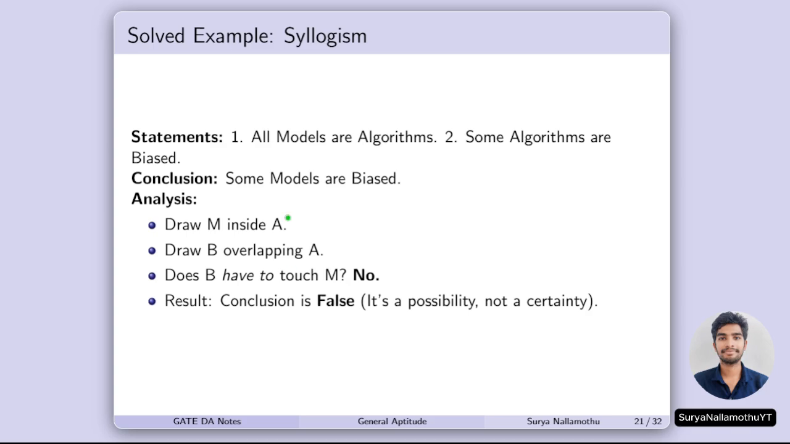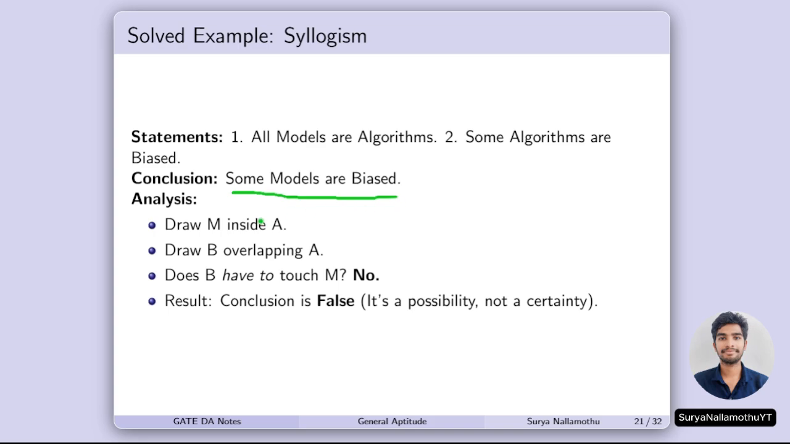Syllogism. The syllogism is very simple. All models are algorithms. Some algorithms are biased. So the conclusion is some models are biased. Why did he say that? All models are algorithms, so some algorithms are biased, so that's why the conclusion is some models are biased.